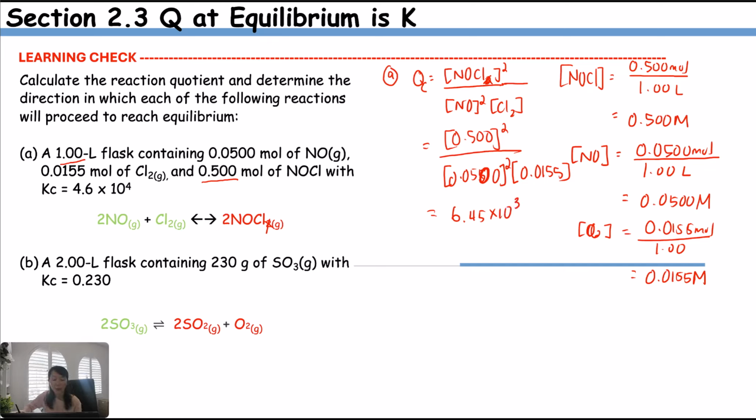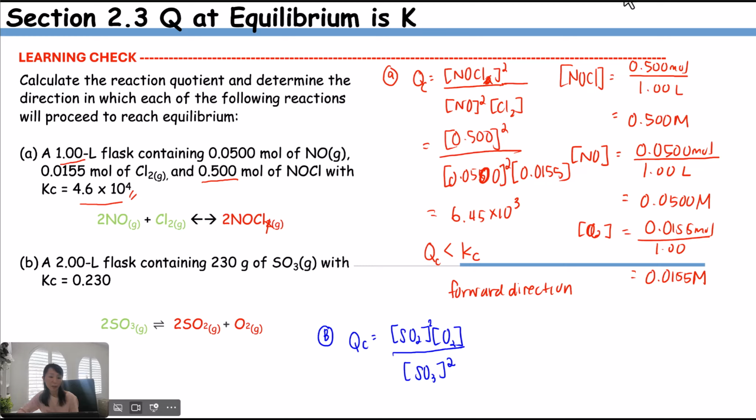Okay, and we're going to compare with Kc. So Kc is right here, and that tells me this is 10 to the fourth, which means it's much bigger, right? So Qc is less than Kc. What does that mean? If the Qc is less than Kc, then it is going into the forward direction. All right, so go ahead and try part B. And in the next slide, there's actually part C. Go ahead and do those and try and come back and check your answers.